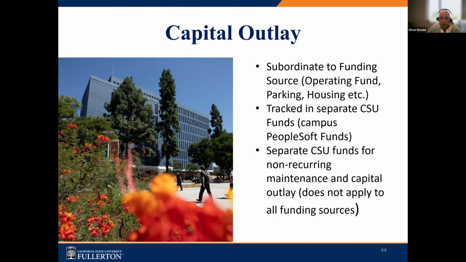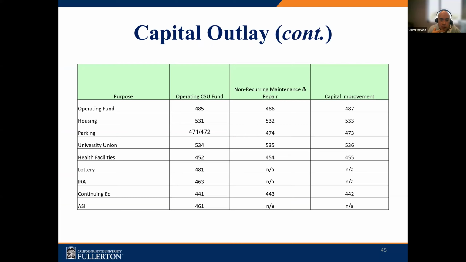So really, mainly I wanted to get to this display. Big parts of the university, like main operations, housing, and parking, also have related funds or facilities to track and record information on related non-recurring maintenance and repair and capital improvement. So if it's non-recurring maintenance and repair for an academic building, that's going to be stored within 486, or if it's a capital improvement on a capital building, that's going to be recorded in CSU Fund 487, and is separate from the capital program for housing, separate from the capital program for parking, separate from the capital program for University Union. And this display really emphasizes that fact.